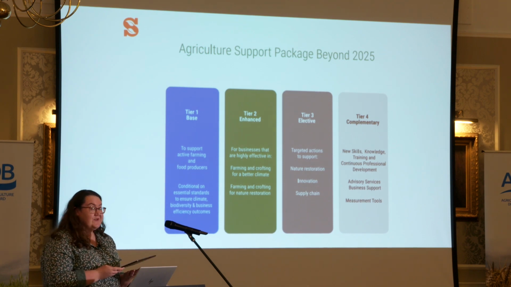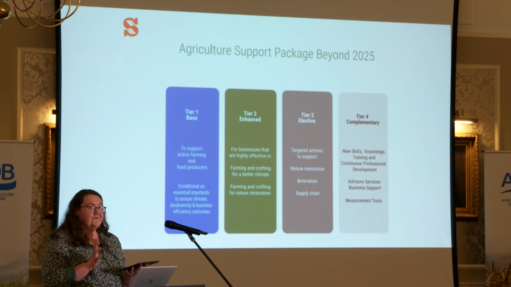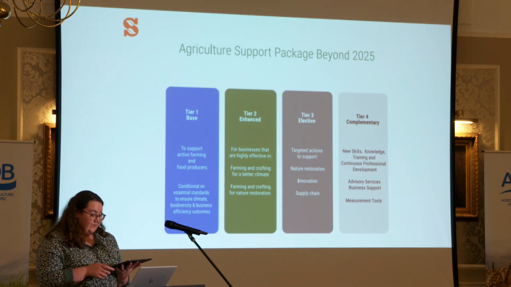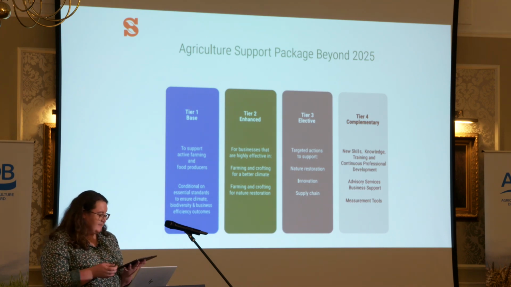For Tier 2, which we'll get from 2026, we have an enhanced level of direct payment. This is, again, universally accessible. We expect there to be a 50-50 split between Tier 1 and Tier 2 in terms of money. And it will be for those delivering above the base requirements. So things like outcomes for nature and climate improvement, recognition of wider land management. We don't quite know what that means.